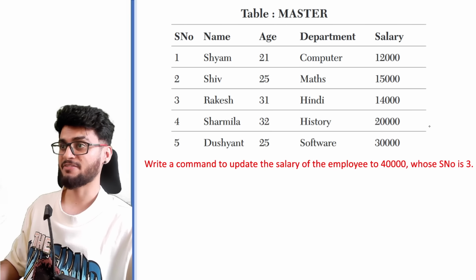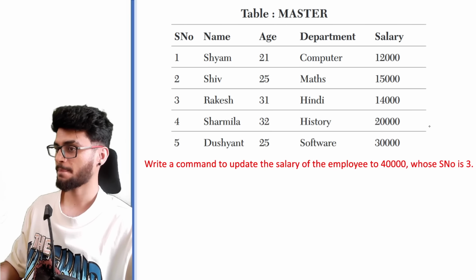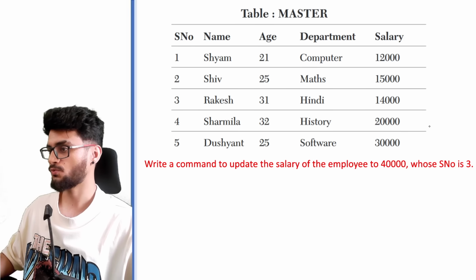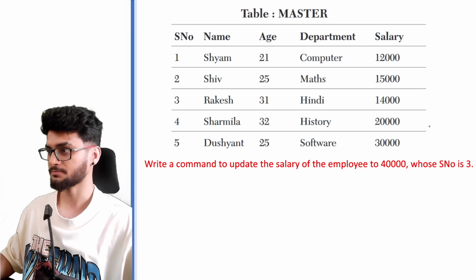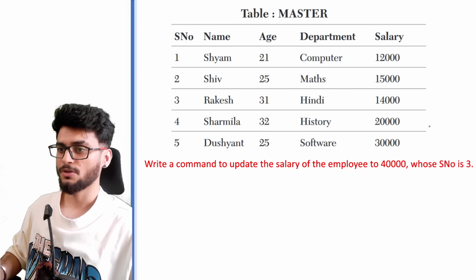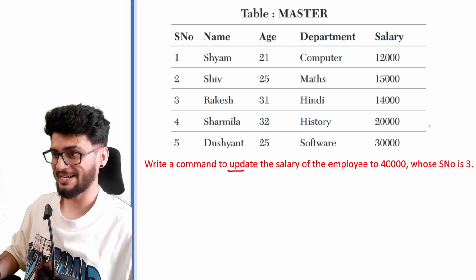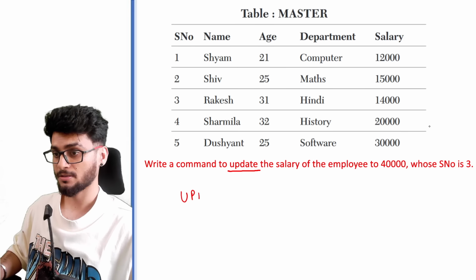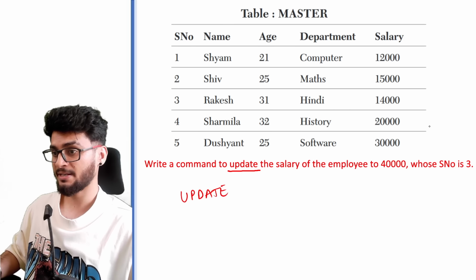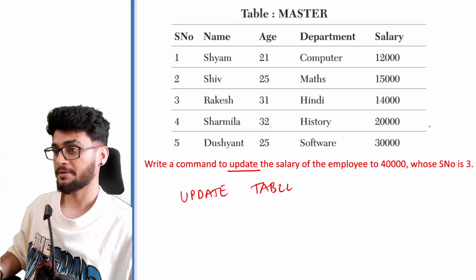Next question, we have a table called master. Write a command to update the salary of employee to 40,000 whose serial number is 3. So now we are updating something. So for this, the command which is used is update table master.